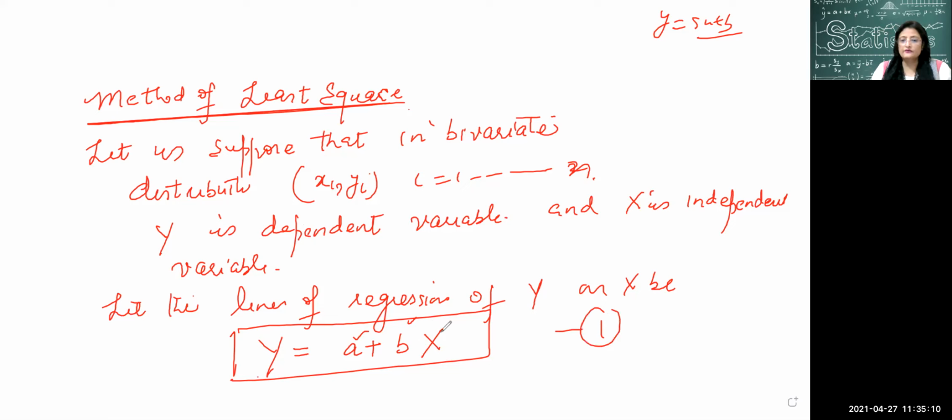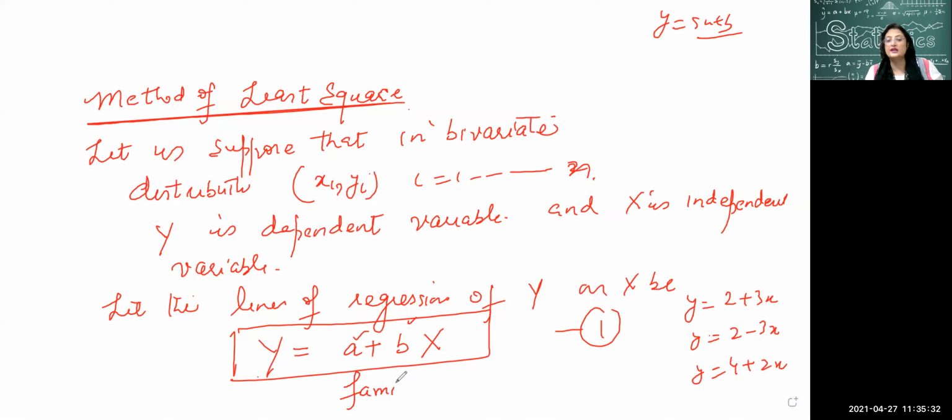So number one, now you don't know A and B, okay? If you are putting the value of A and B, suppose I put any value for A and B, I put 2 plus 3x, I put 2 minus 3x, you can put anything, Y becomes 4 plus 2x. So whatever any value on the real line, you can put the value of A and B. It means this is a family. This is not one line. It is a family of straight lines. Right? So we have chosen the line of regression y on x as y is equal to a plus bx.